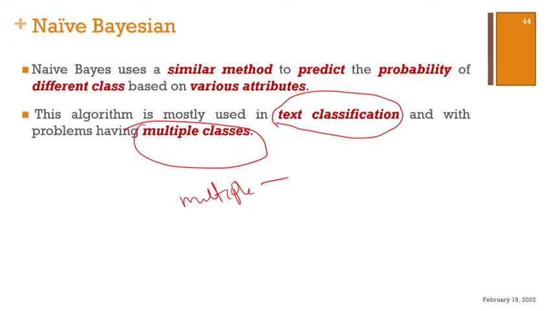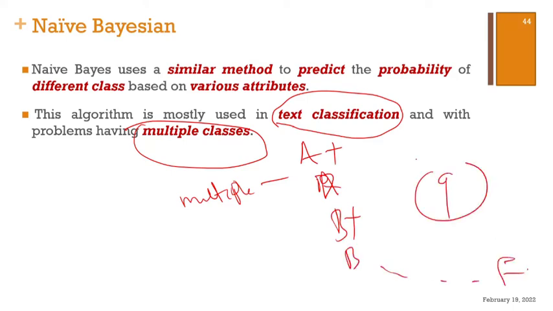Like if I want to predict what grade my student will get in my course, I have from A plus, A, B plus, B, up to maybe F. I'm talking of about 9 categories. So in this case, this is multiple classes. And from my experience, the more the number of classes, the more challenging the modeling becomes. If you have 2 classes, you get very good accuracy, 99, 98. The moment you increase the number of classes, it goes down.